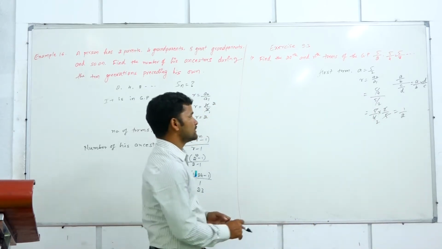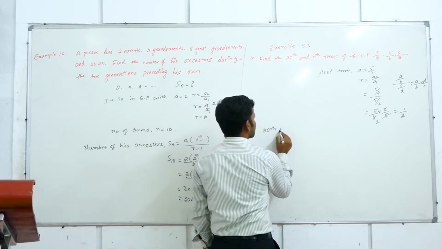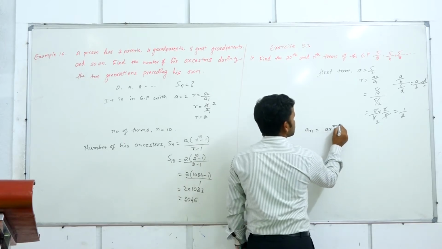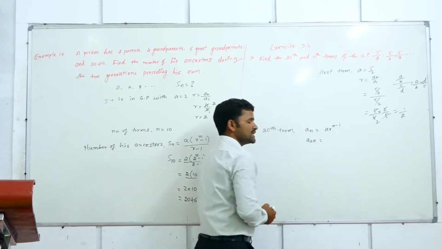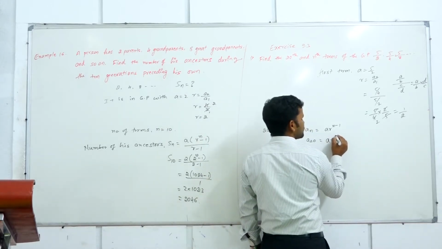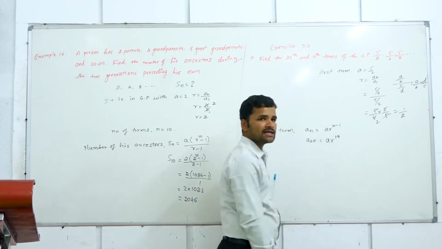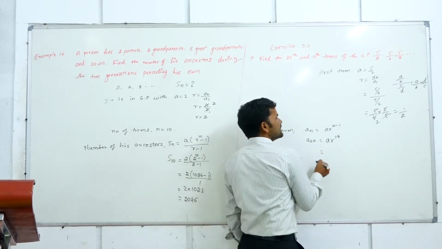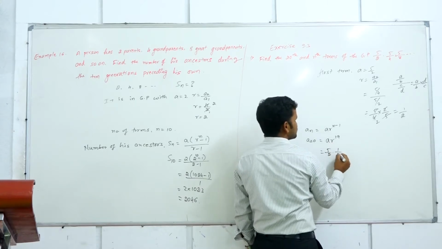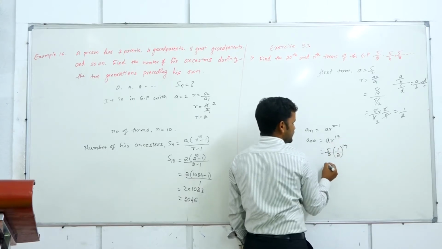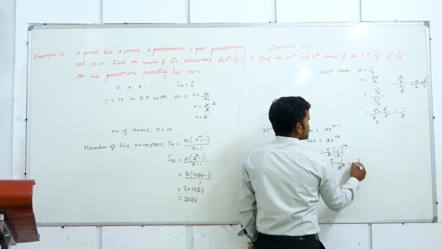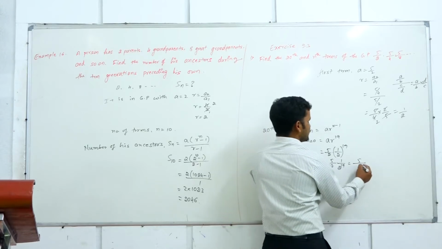Now to find out the 20th term, using an is equal to a into r to the power of n minus 1. 20th term in the sense n is equal to 20, we should substitute. a20 is equal to a into r to the power of 20 minus 1, which is nothing but 19 here. Substitute a value, a value is 5 by 2 into r value is 1 by 2, 1 by 2 whole to the power of 19. This can be written as 5 by 2 into 1 by 2 to the power of 19. So 5 by 2 to the power of 20 it is.